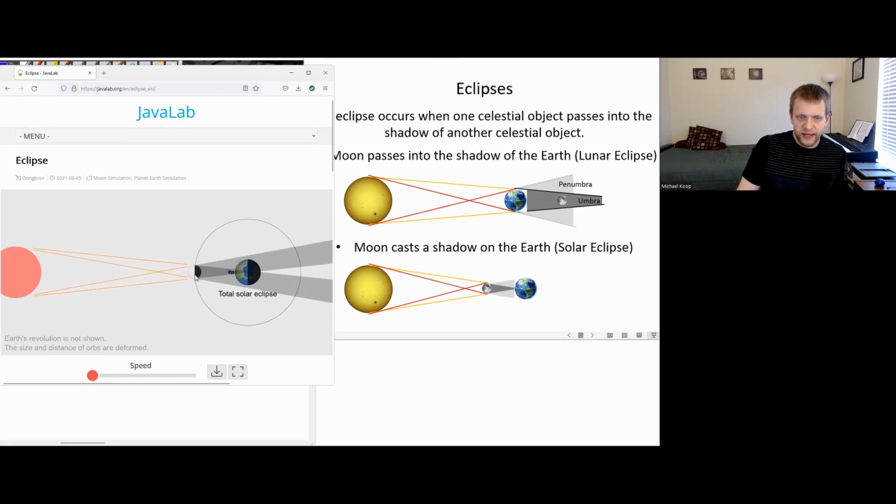But if the moon's at the right location, well, now this person on the Earth, their view of the sun is completely blocked off by the moon. This would be an example of a total solar eclipse.